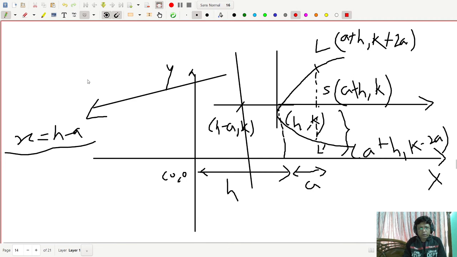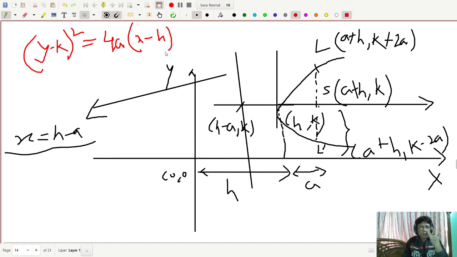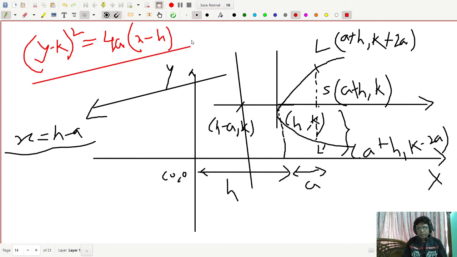Then what is the equation of the parabola in this case? Y minus k whole squared equal to 4a into x minus h. Okay, 4a into x minus h. So that is the standard form of the parabola if the vertex is not at the origin. If h, k is 0, 0, you will get the y squared is equal to 4ax form.